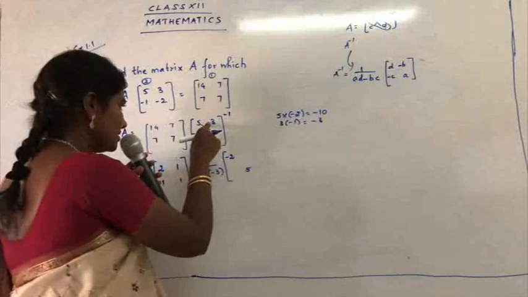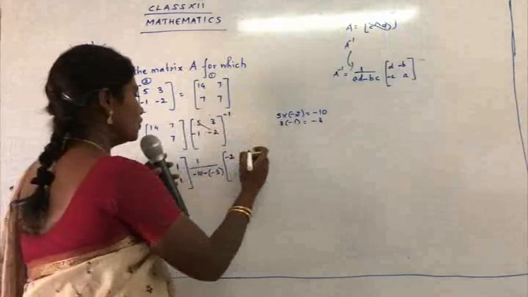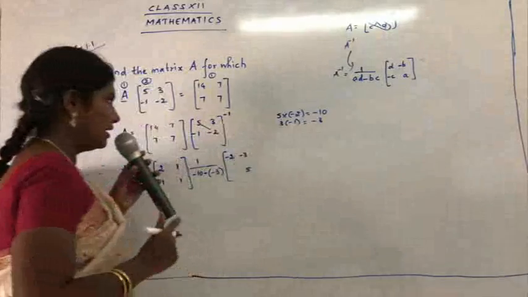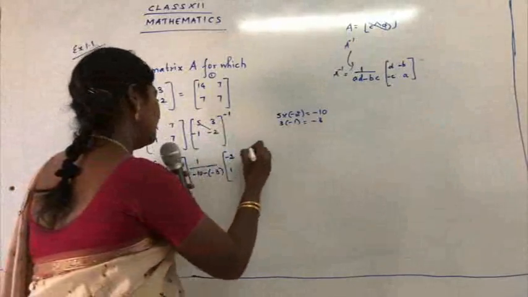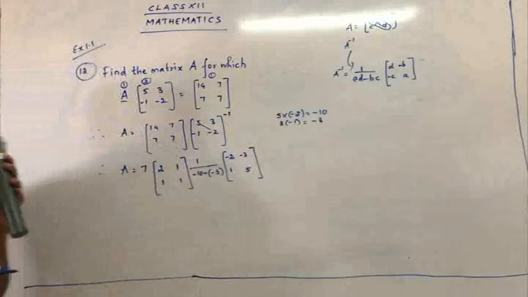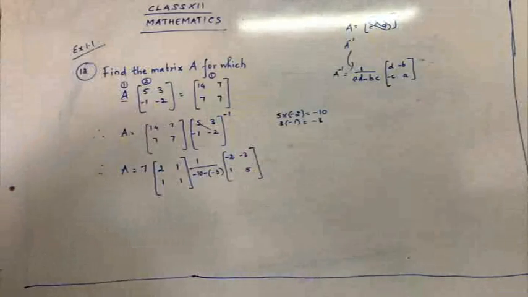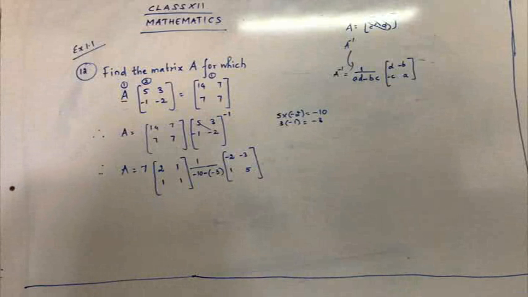Okay, now coming to the B and the C part, change the sign. So this is positive 3, this is plus 3, so it becomes minus 3. Here it's minus 1, so it changes to plus 1. So what we get? Minus 2, minus 3, 1, 5. So let's go for the next step.